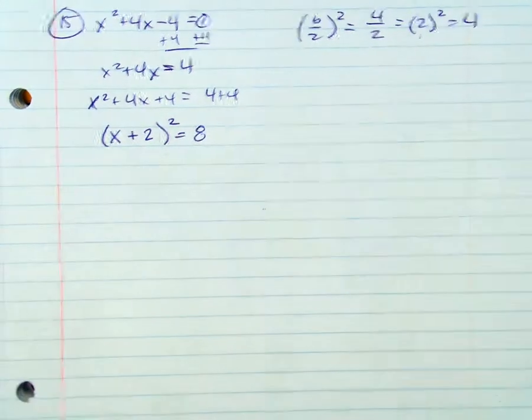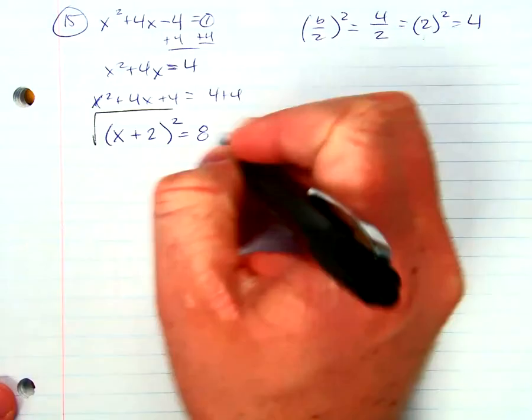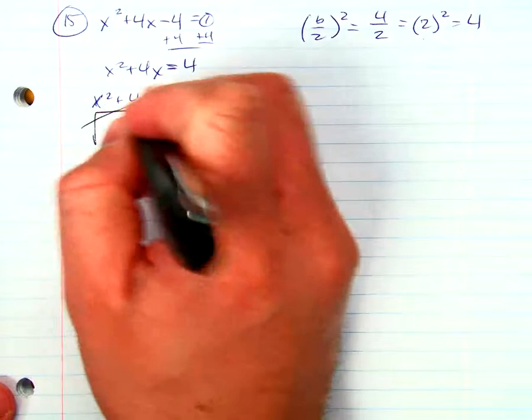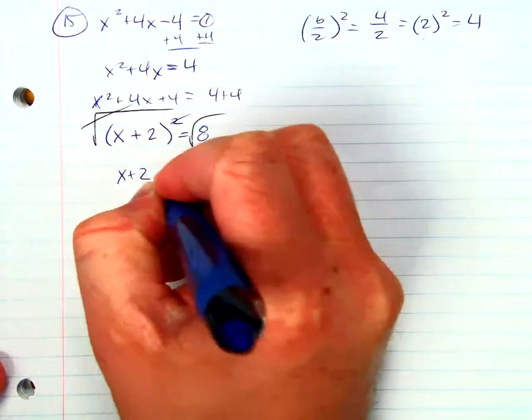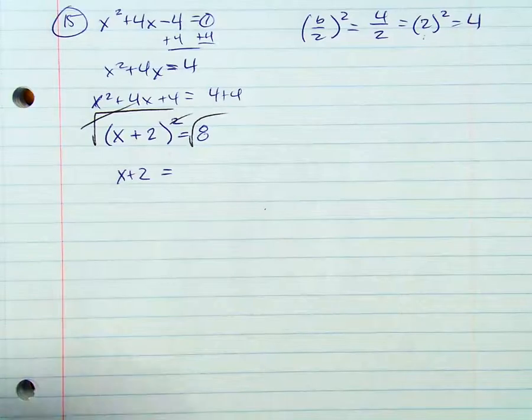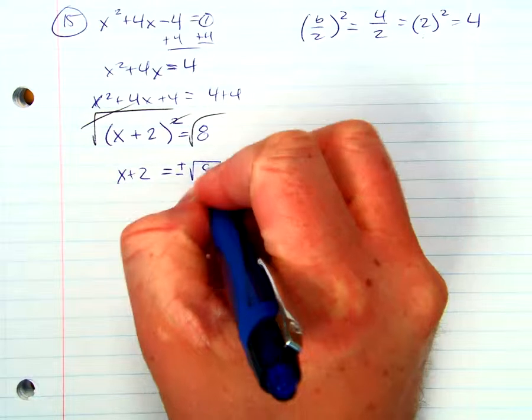And now I'm finally ready to solve. So I set all this stuff up just so I could do the solving at the end here by taking the square root, because square root cancels squared. So x plus 2 squared equals 8. 8 does not have a whole number square root, so we just write positive and negative square root of 8.